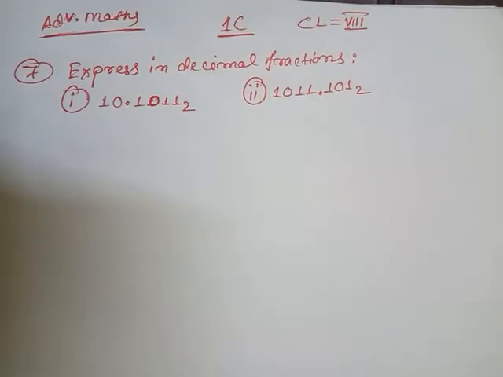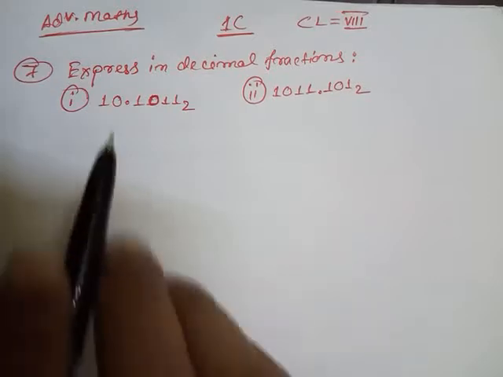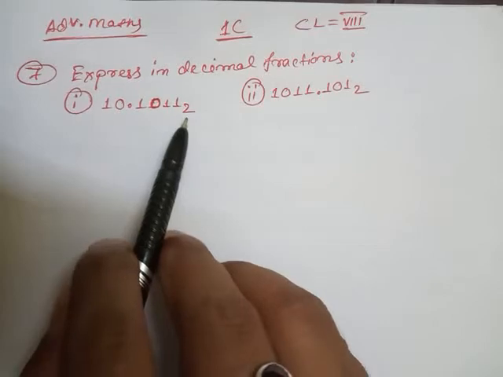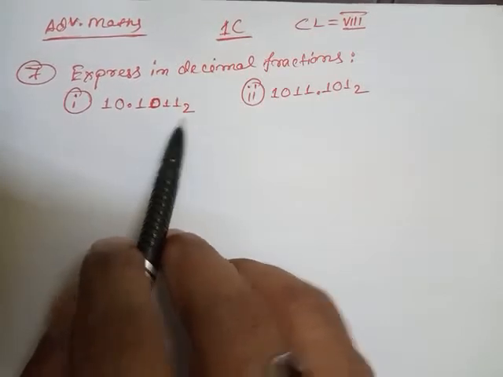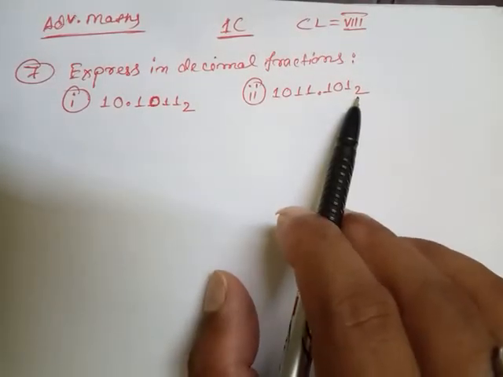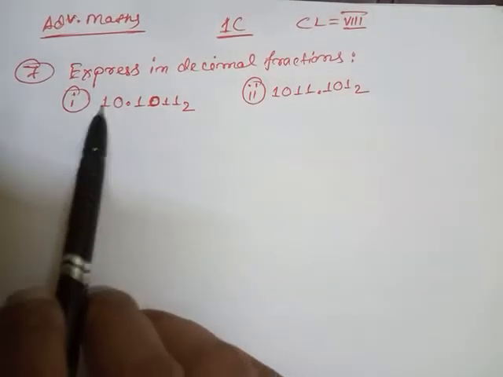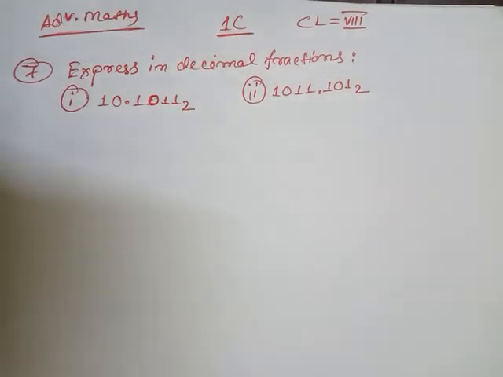Students, now we're going to solve exercise 1C, class 8 advanced maths, question number 7, parts 1 and 2: express in decimal fraction. This is the question given here, and all these values are given in binary. That's why the base is written as 2 here. The same question is also here, the digits are different, the base is 2, meaning binary. Now we have to convert this binary fraction into a decimal fraction.